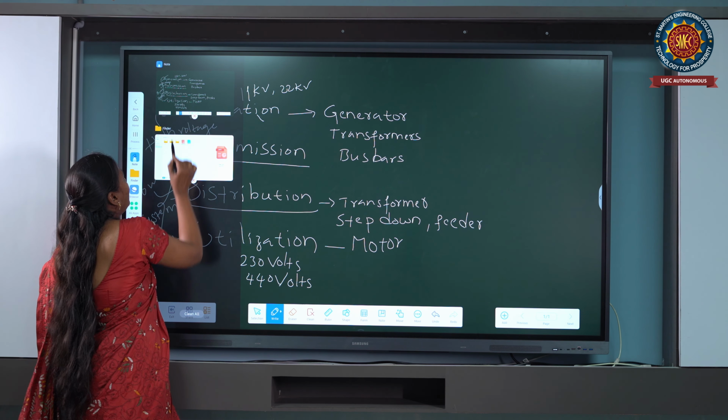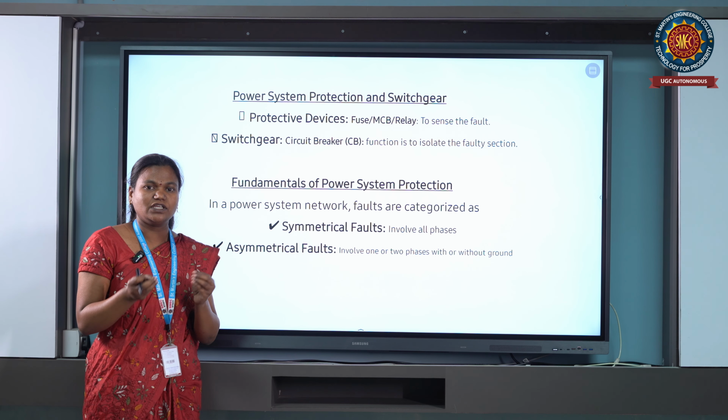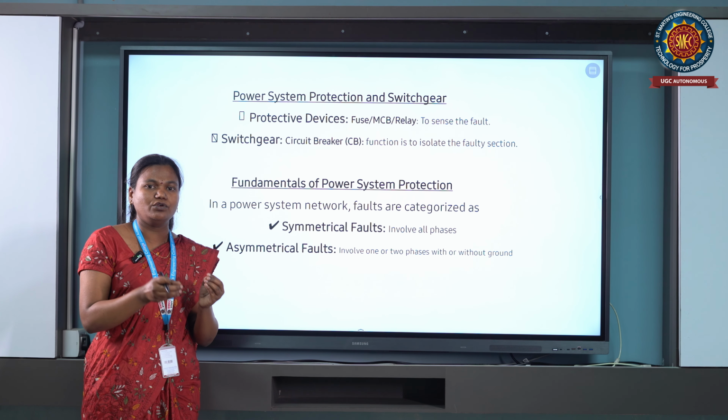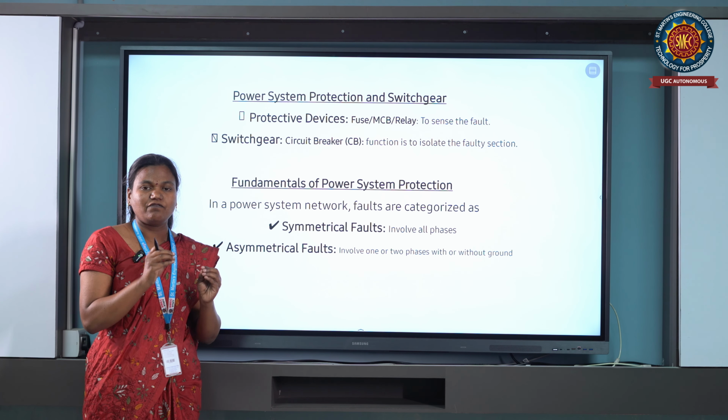Similarly in a transformer, we have to cool the windings by using mineral oil. We have to do some extra cooling of the windings, because we have to reduce the heat of those windings. Some types of faults will occur on the power system equipments.